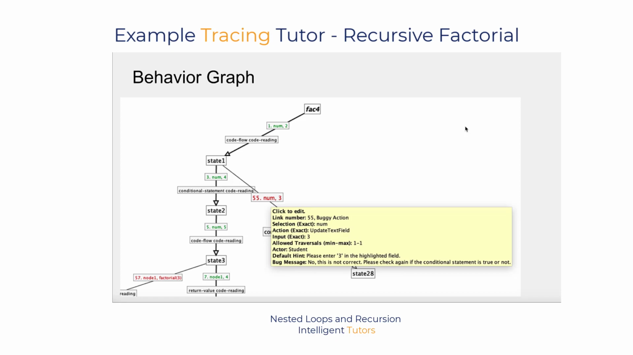In fact, the recursion tutor only has one solution. However, we try to capture several potential errors. We capture these errors in order to give good feedback that provides an explanation why it's not correct and how you can approach correct answers. For example, at this state, we give the message, please check again if the conditional statement is true or not. So basically, we provide feedback based on what the mistake is.